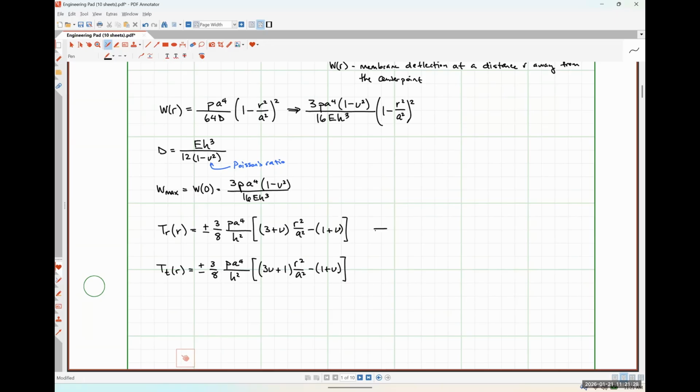So I'm going to come in here and say that the maximum radial stress, T max sub R, is just T R at A. And that's going to come out to be plus or minus 3/4 times PA.